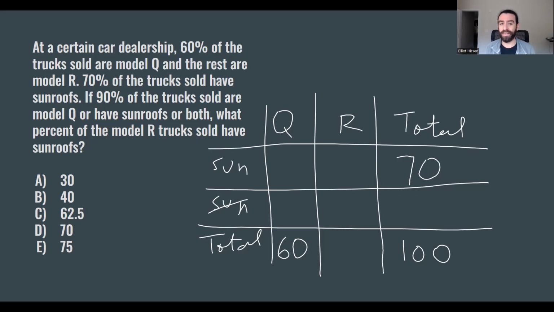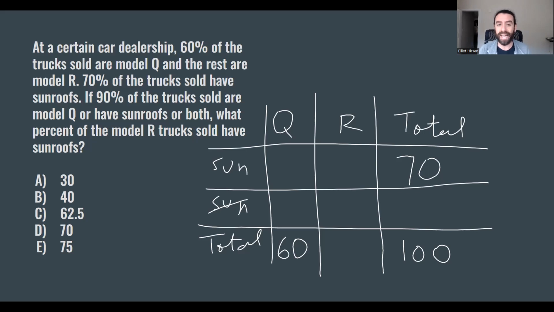Okay, so what we're seeing there isn't just one box where we can put that 90. That 90 is actually the sum of a few different boxes here, right? That there could be Model Q or have sunroofs or both. So this is where the first little bit of cleverness in doing this efficiently will come in.